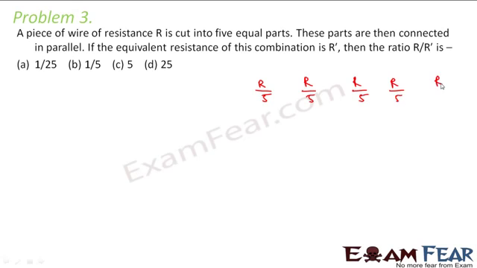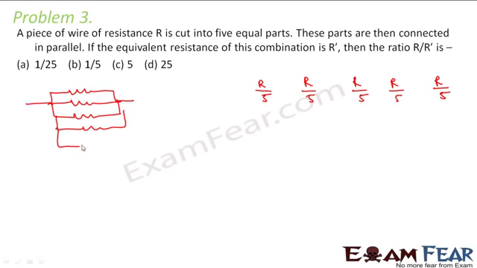That means you have 5 resistances, each of resistance R by 5, and you have connected each of them in parallel. So this is how the parallel combination will look. Both of their ends are joined to each other. The value of each of them is R by 5. Now the equivalent resistance is R dash. So R dash is the equivalent resistance of this circuit. Let us try to calculate it.